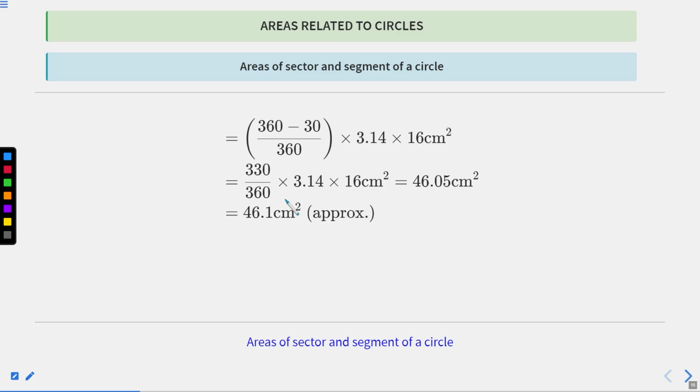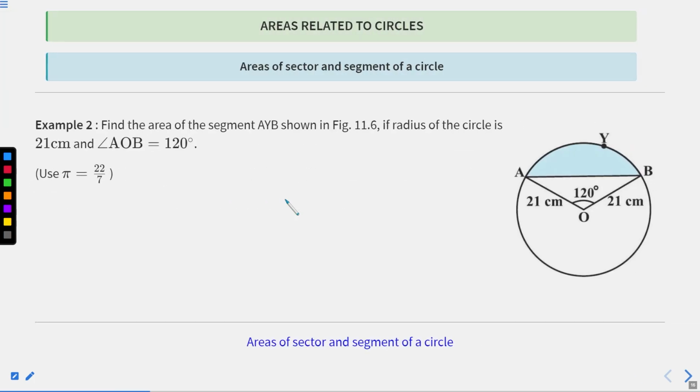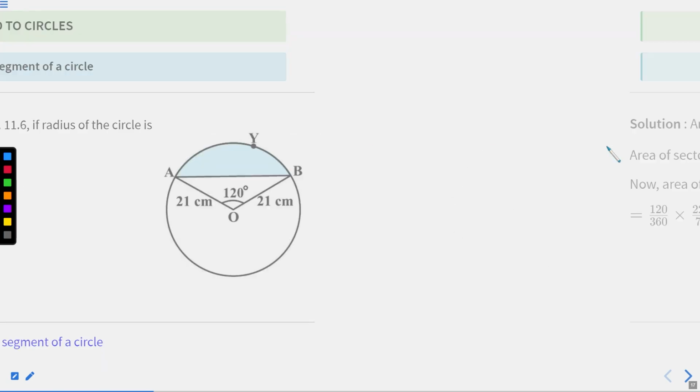Now let us see example 2. Here we have to find the area of the segment AYB, that is shown in figure 11.6, if the radius of the circle is 21 centimeter and angle AOB is equal to 120 degree. Here use pi is equal to 22 by 7. So we need to find the area of the segment AYB. Let us solve this problem.